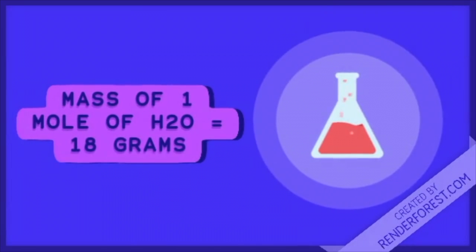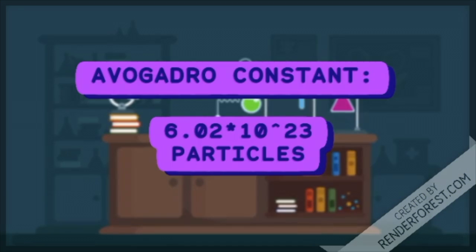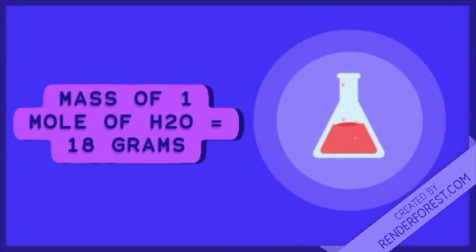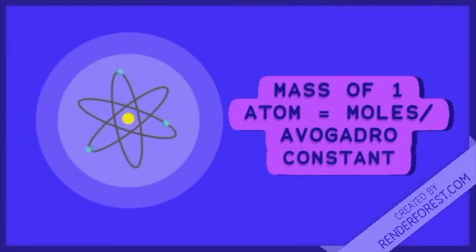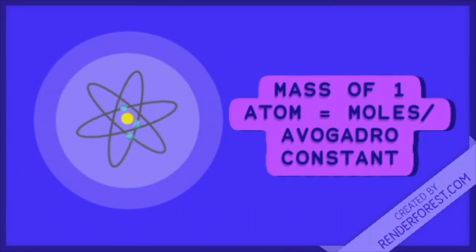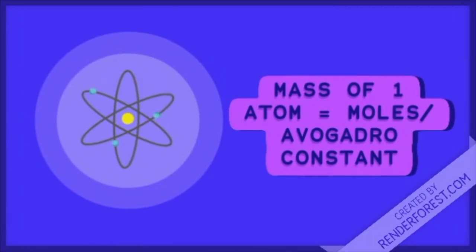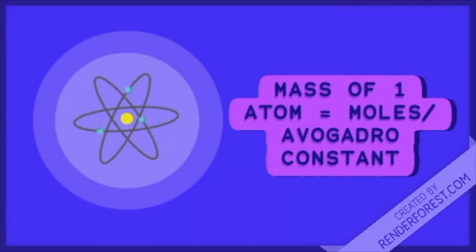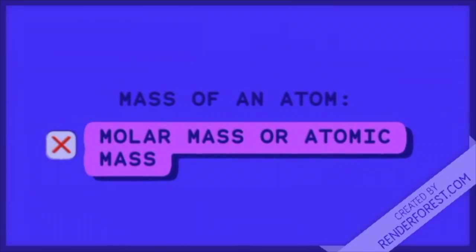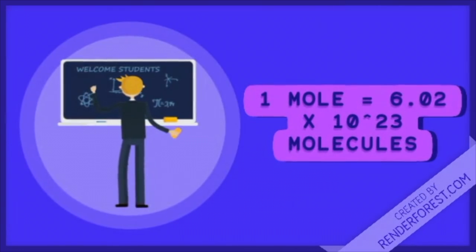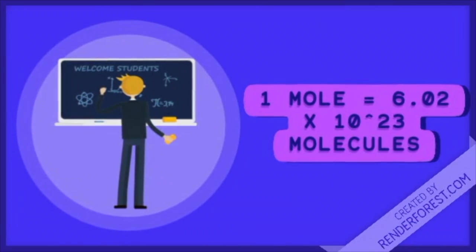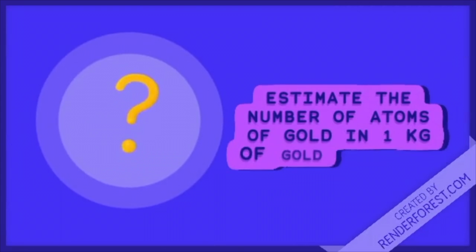Okay, so let's go back to the beginning. As we said, a mole is a quantity of substance that contains a number of particles equal to the Avogadro constant, 6.02 times 10 to the power of 23 particles. The mass of one atom can therefore be calculated by the molar mass divided by the Avogadro constant. Note that the number of particles in a mole has nothing to do with the molar mass or atomic mass of that substance, since in every mole there's 6.02 times 10 to the power of 23 particles. Now, let's move on to do some calculations to practice.